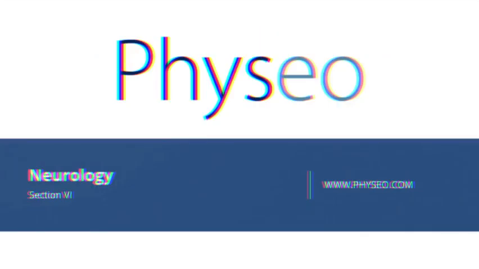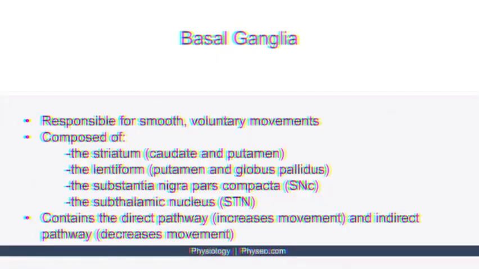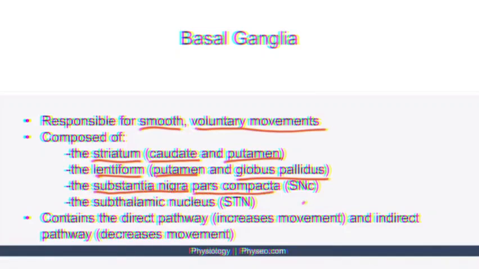Welcome to section 6 in neurology. In this section, we will be discussing the basal ganglia and the dopaminergic pathways. So let's get started. So the basal ganglia is responsible for smooth, voluntary movements. It's composed of the striatum, which is composed of the caudate and putamen, and the lentiform, which is composed of the putamen and globus pallidus. It also has the substantia nigra pars compacta, and the C for compacta.